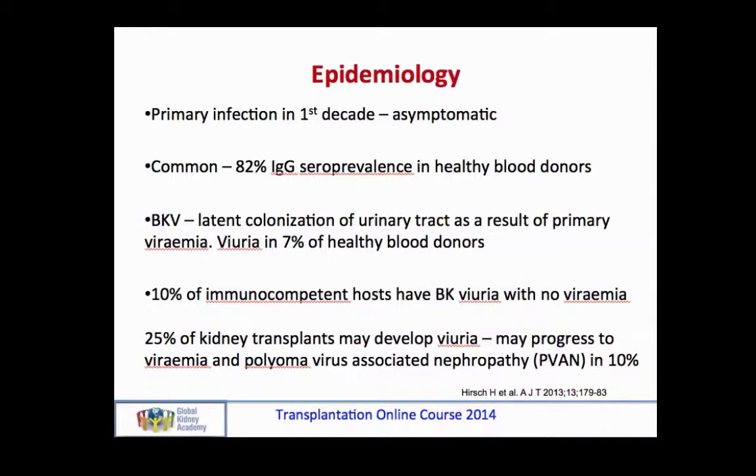10% of immunocompetent hosts can have BK viuria without any viraemia. Up to 25% of kidney transplants may develop BK viuria, and that may progress to viraemia and then to BK nephropathy or polyoma virus-associated nephropathy in around 10% of patients. For the purpose of this talk, when I refer to BK nephropathy, I'm using the words PVAN or polyoma virus-associated nephropathy interchangeably.